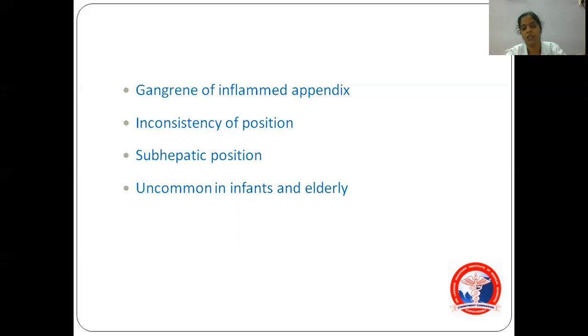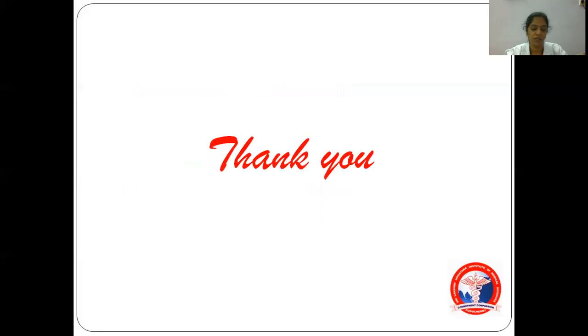So this is about the appendix. Is it clear what we discussed today? We discussed the features of the large intestine, and we discussed the cecum and appendix. Is it clear? Appendicitis is the most common clinical case you can see. Any doubts? Let me know.